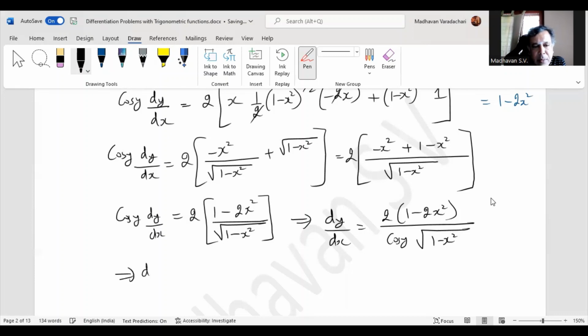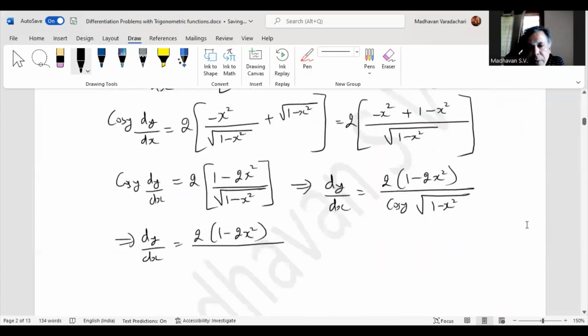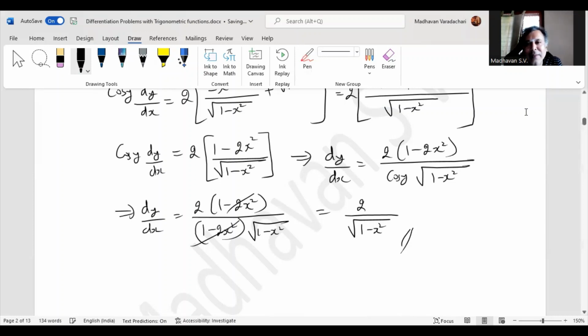That means dy by dx is equal to 2 times 1 minus 2x square, and cos y, which we just found, here we wrote as 1 minus 2x square times root of 1 minus x square. This and this get cancelled. So the result is 2 divided by square root of 1 minus x square. That is our dy by dx.